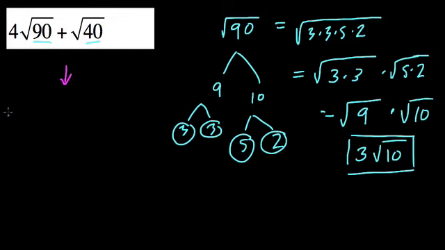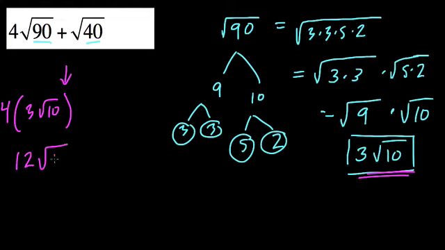So here we have 4 times the square root of 90. Or, if we just said 4 times 3 times the square root of 10, I just substituted in this value where we have the square root of 90. And that's what? Well, that's 12 groups of radical 10. And now we're getting somewhere. We're going to add this to radical 40.